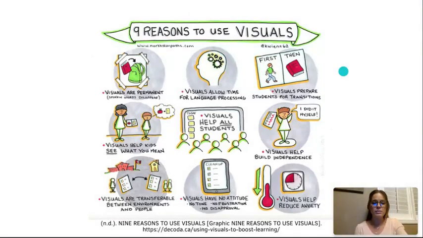Visuals are permanent and spoken words disappear. Visuals allow time for language processing. They prepare students for transitions. They help kids see what you mean. Visuals help all students. They help build independence. They are transferable between environments and people. Visuals have no attitude, no tone, no frustration, no disapproval, and visuals help reduce anxiety.